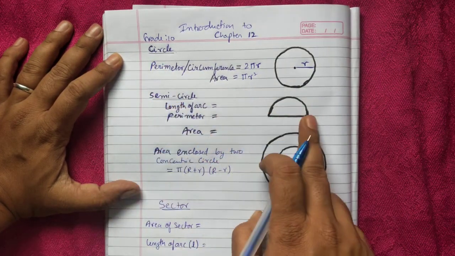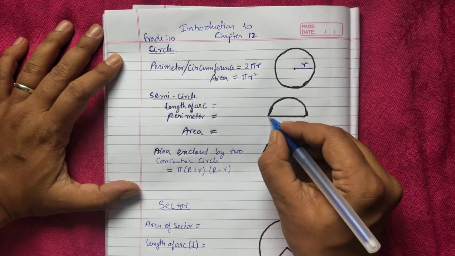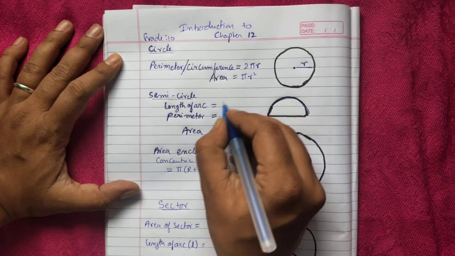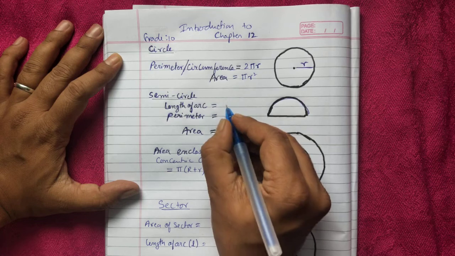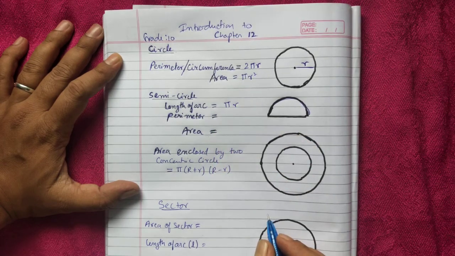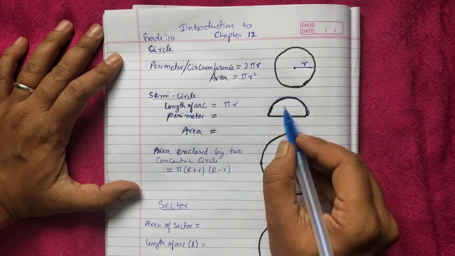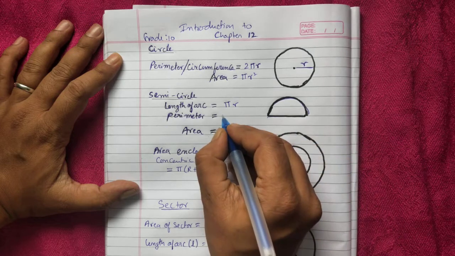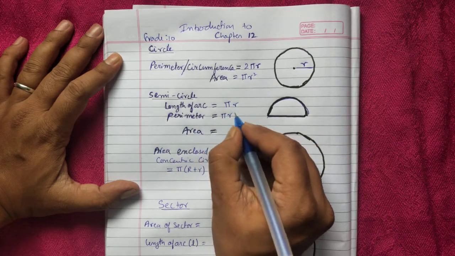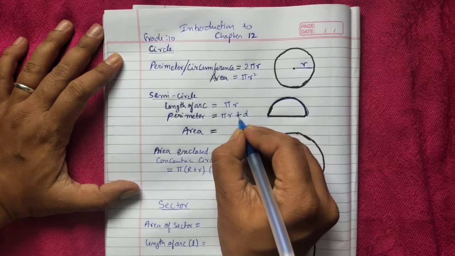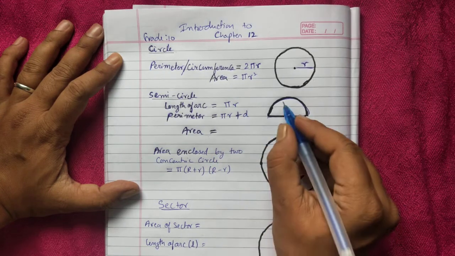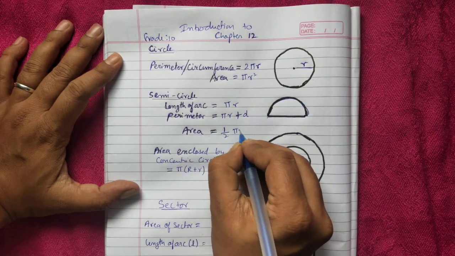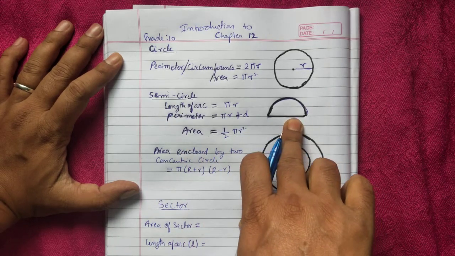Semicircle means half of the circle. When you say half of the circle, length of the arc means only this arc, only this curved part. Length of arc is half of this, that means only pi r. When we say perimeter of a semicircle, you have to add this length of arc plus the diameter. You can say length of arc is pi r plus the diameter. Area will be half of the area of the circle since it's half: pi r square. Area of semicircle is half pi r square.